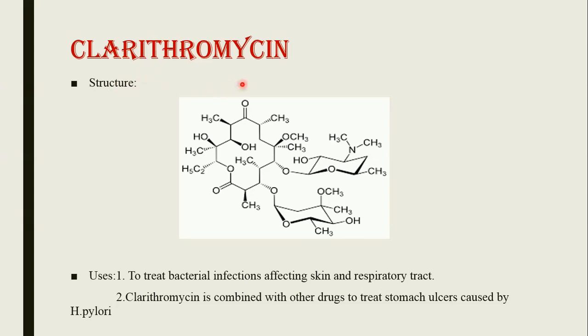Next one is clarithromycin. Clarithromycin is another macrolide antibiotic. The differences between clarithromycin, azithromycin and erythromycin are the various substituents. So if you practice the lactone ring with the substituents and deoxy sugars, then it will be easy for you to understand and draw the structure during exams. Uses of clarithromycin: it treats bacterial infections affecting the skin and respiratory tract. Clarithromycin is combined with other drugs used to treat stomach ulcers caused by H. pylori.